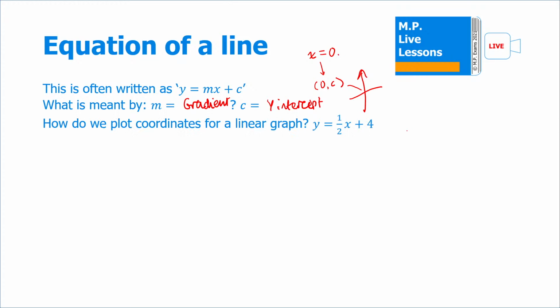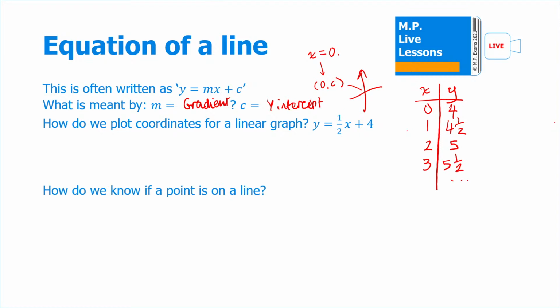So how would we plot coordinates for a linear graph? What we could do is draw out a little table, x and y. So if x is 0, y would be 4, x is 1, y would be 4.5, x is 2, y would be 5, x is 3, y would be 5.5, and so on. And then we'd use this little table to generate coordinates.